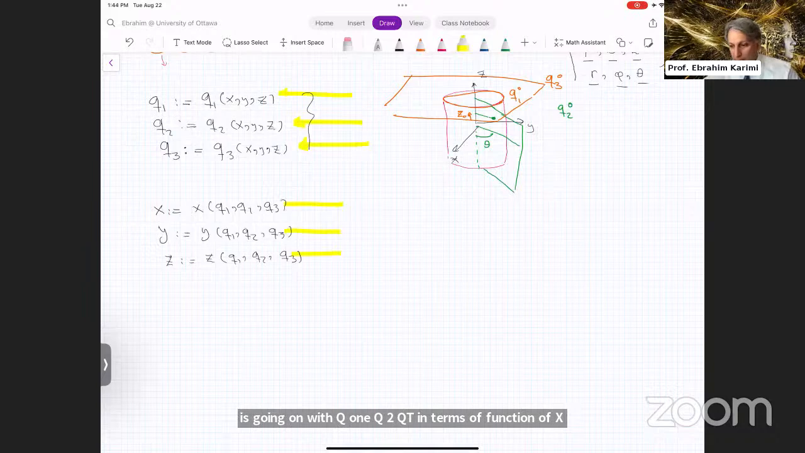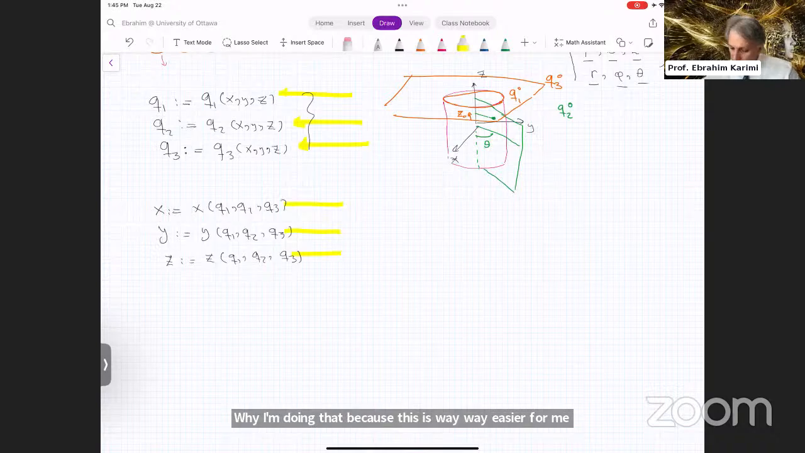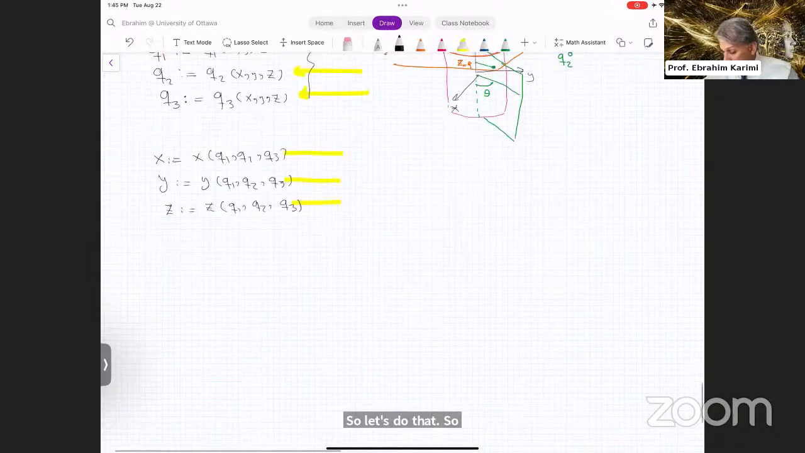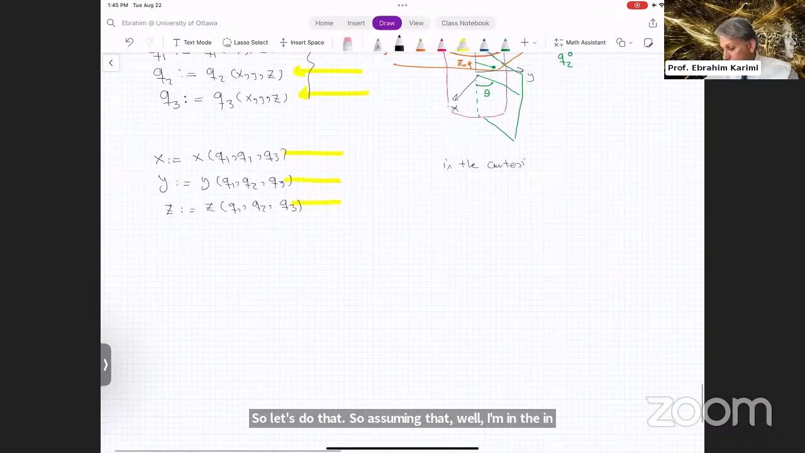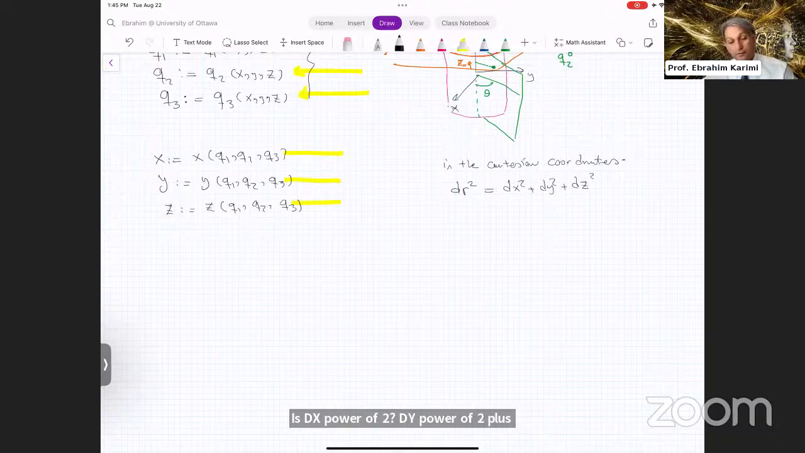Why am I doing that? Because it's way easier for me to handle the Cartesian coordinate and generalize it. So let's do that. Assuming that I'm in the Cartesian coordinate, what is the length? dr power of 2 is dx power of 2, plus dy power of 2, plus dz power of 2. Do you agree?